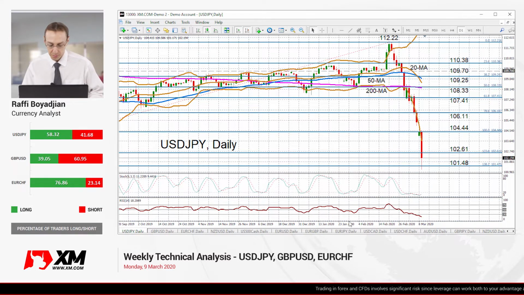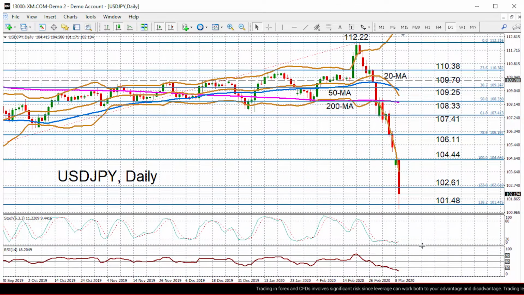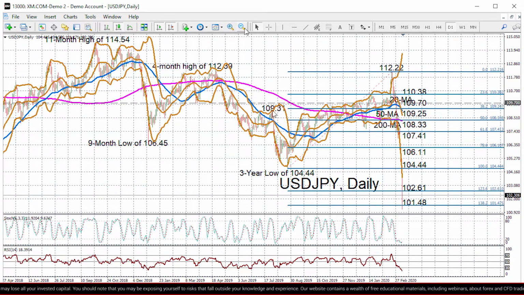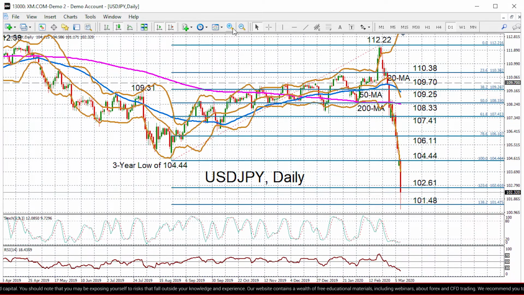So starting first with the dollar yen pair in the daily chart, looking at the momentum indicators, it's clearly bearish in the short term, with stochastics and RSI both in oversold territory. We did see prices opening with a big gap lower this morning and that big decline earlier in the day before prices recovered a little bit, which at the moment they're standing slightly below the 123.6% Fibonacci extension of the up leg from 104.44 to 112.22.